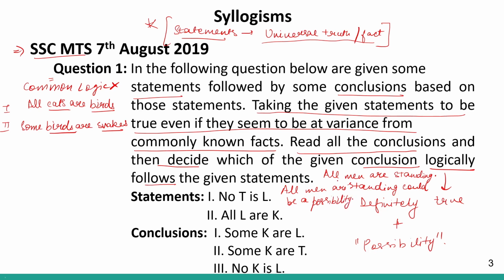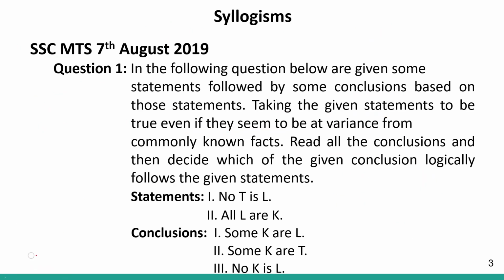The first sentence, all men are standing, is a straight up conclusion that all men are standing. And the second statement, that all men are standing could be a possibility, tells you that it may or may not be true. Some men can be standing, some men may not be standing, right? So the meaning changes. If it is mentioned as a possibility and it is a possibility, only then do we mark it correct, otherwise we mark it false. So this much information you should be aware of before starting any question on syllogisms. So let us start with the question.